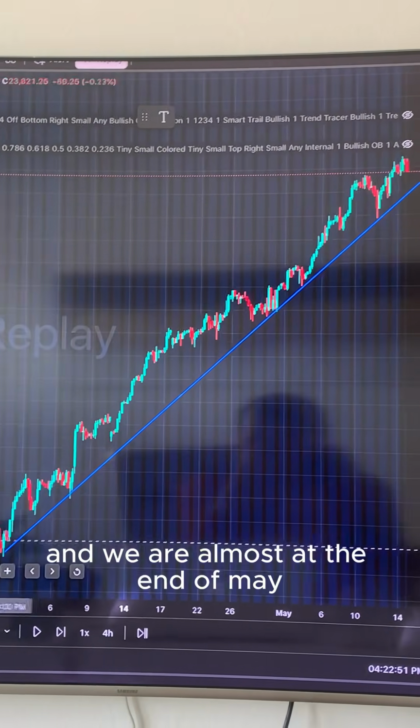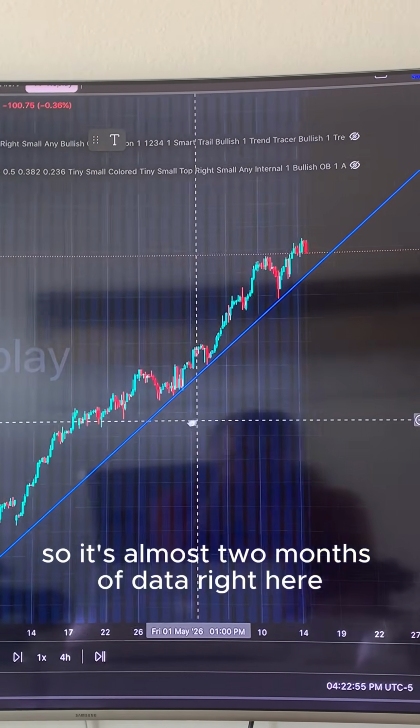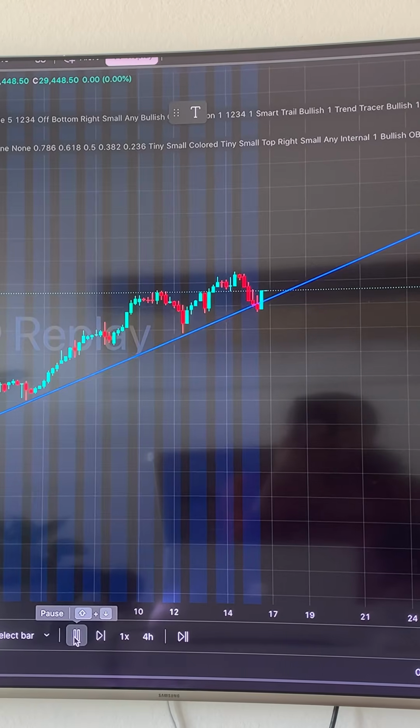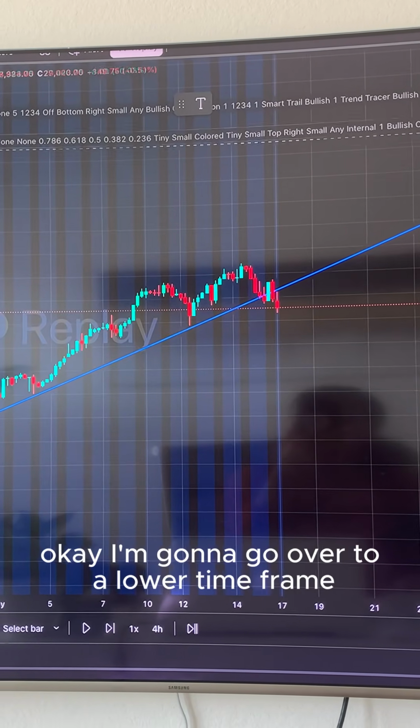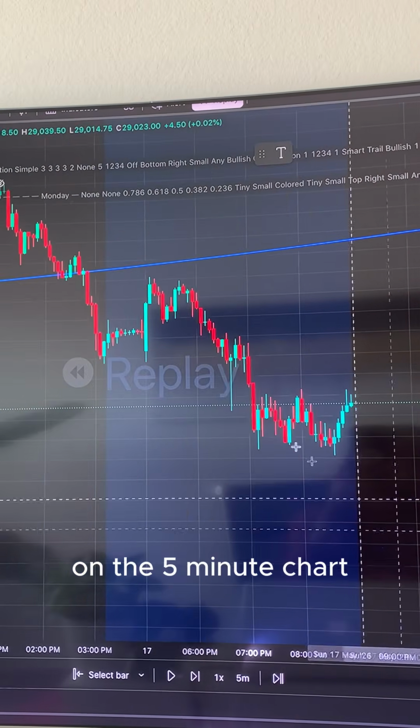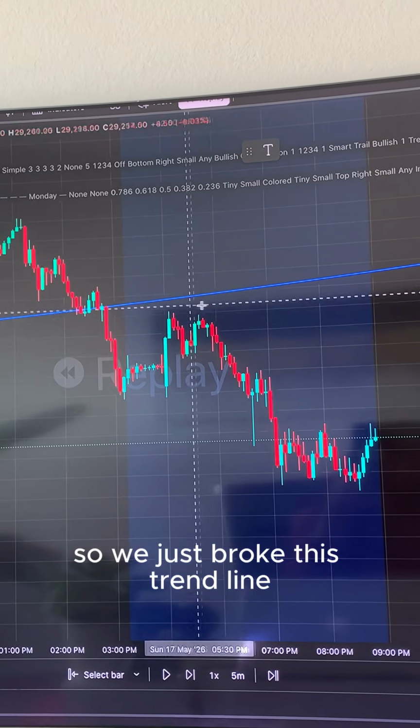And we are almost at the end of May. So it's almost 2 months of data right here. Actually broke this trend line. Okay, I'm going to go over to a lower time frame on the 5-minute chart. So we just broke this trend line.